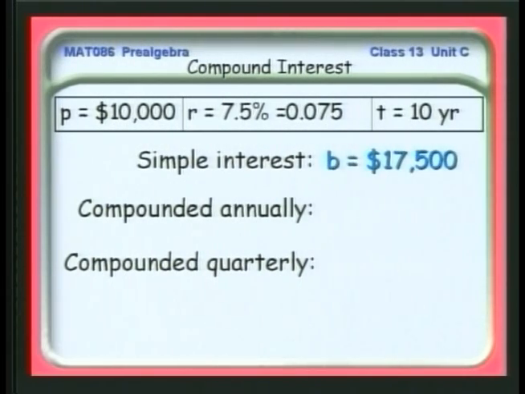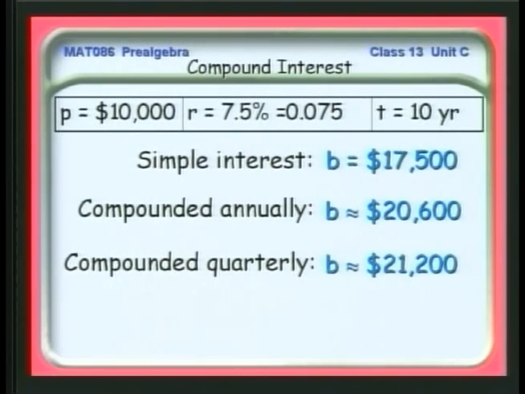Now let's compare them all and see how we made out. Simple interest, final balance, $17,500. Compounded annually, the final balance is $20,600, and compounded quarterly, the final balance is $21,200.